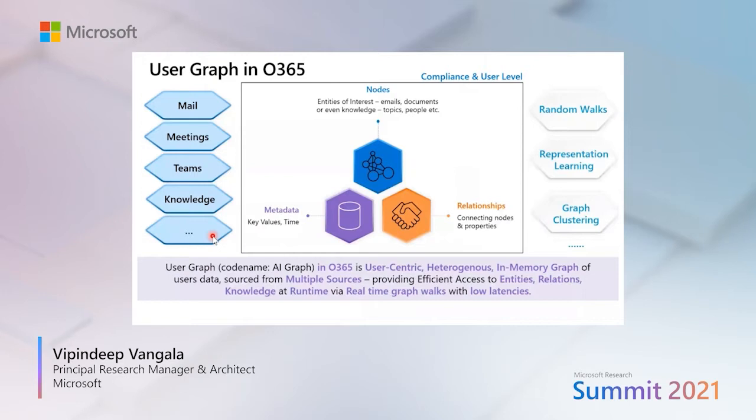To summarize, the user graph, the code name of which is AI graph in O365, is a user-centric, heterogeneous, in-memory graph of the user's data. And we source this data from multiple sources, as I explained: meetings, emails, Teams, and so forth. This graph provides efficient access to entities, the relationships that exist between these entities, and the knowledge. Everything is served at runtime by using real-time graph walks with low latencies. And the power of this graph can be harnessed through graph algorithms like random walks, representation learning like graph embeddings, or graph clustering.